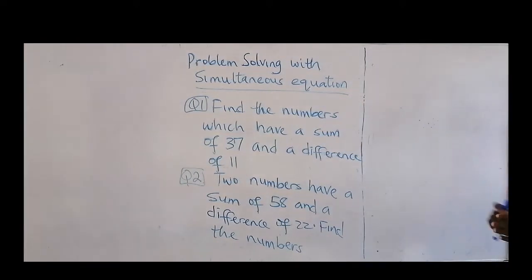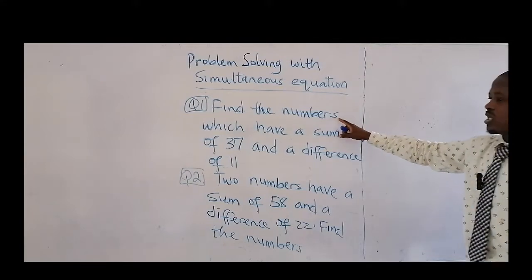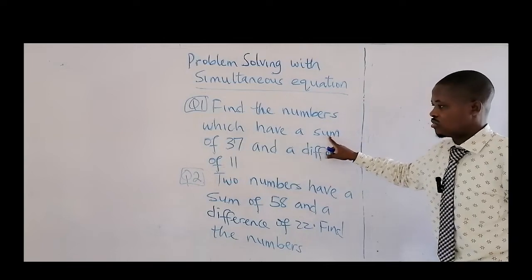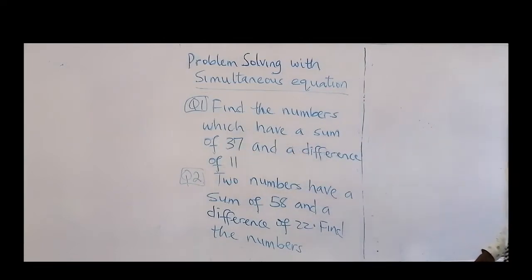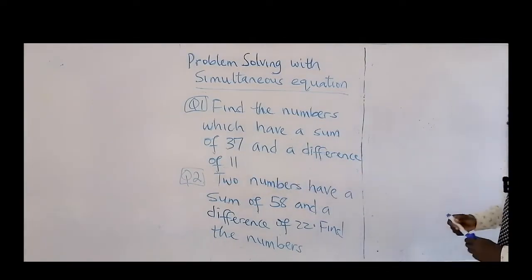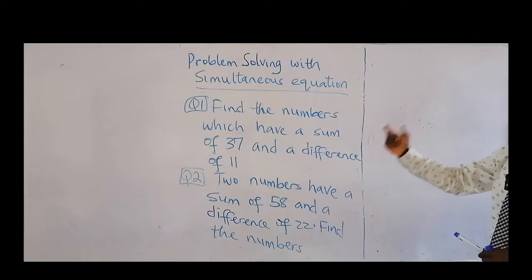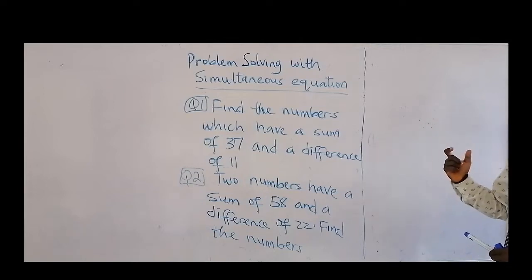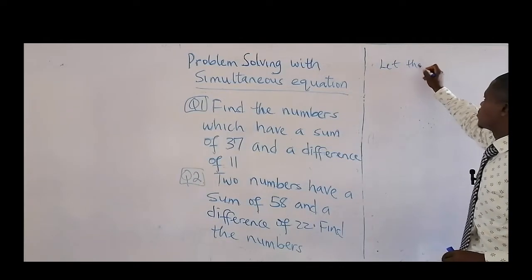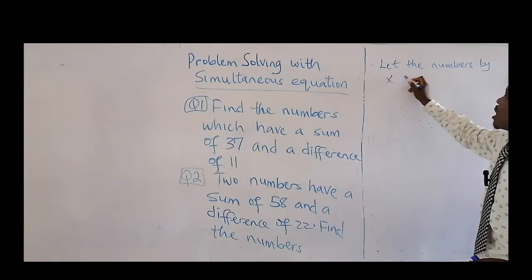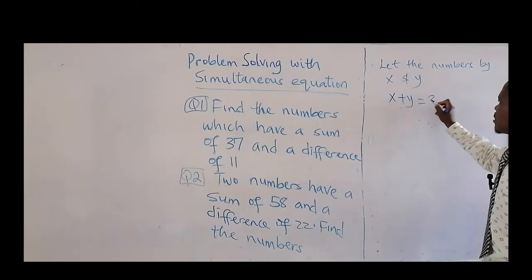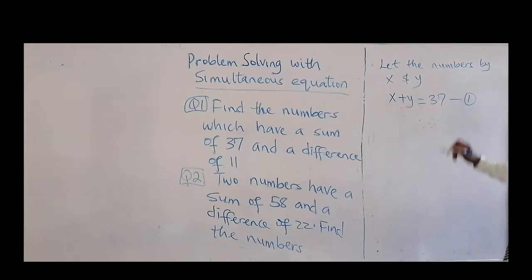Find the numbers which have a sum of 37 and a difference of 11. So what we do is to assign a letter for those numbers. Let the numbers be x and y, and the sum will be equal to 37. Call this one equation 1.